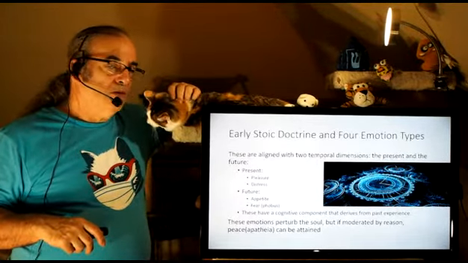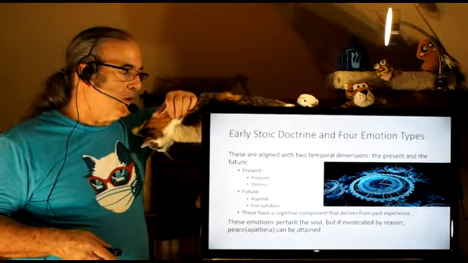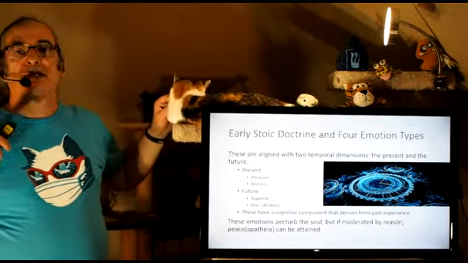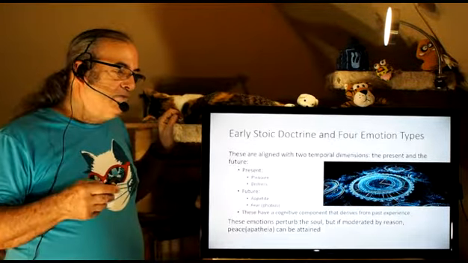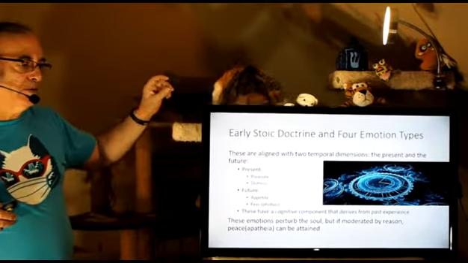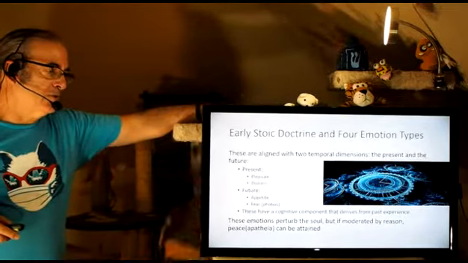Now, future would be appetite, and this is appetitive behavior towards an object, or fear, and that is something is going to happen but is not happening at the moment, right? These have a cognitive component that derives from past experience, and especially when we're projecting into the future, but even our experience of the present.